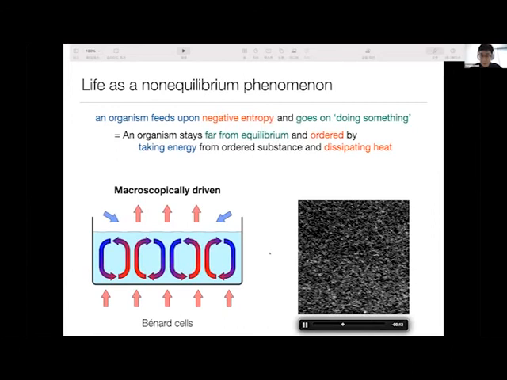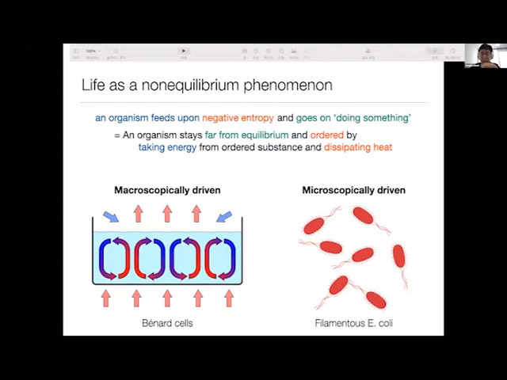So here you have these small bacterial particles, which are moving in directions determined by their body orientations. And each of these particles has some kind of driving mechanism. On the left side, you have this system which is driven by a global gradient of temperature. But on the right-hand side, you have this non-equilibrium system which is driven at the level of individual particles.